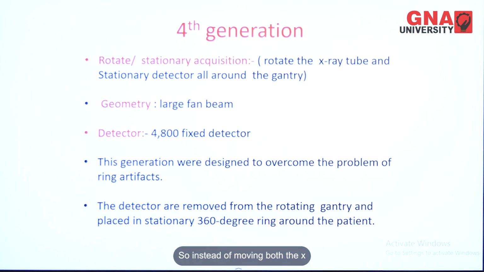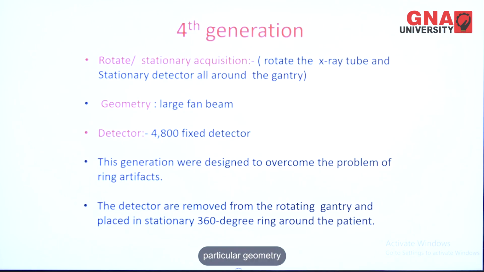So instead of moving both the X-ray source as well as the detector, we will move the X-ray source only and we will keep the detectors stationary. So instead of moving both the X-ray tube as well as the detectors, we will move only the X-ray tube and we will keep the detectors stationary, placed around the patient in a ring formation, and that's what the rotate stationary acquisition means. So rotate the X-ray tube and stationary detectors all around the gantry.